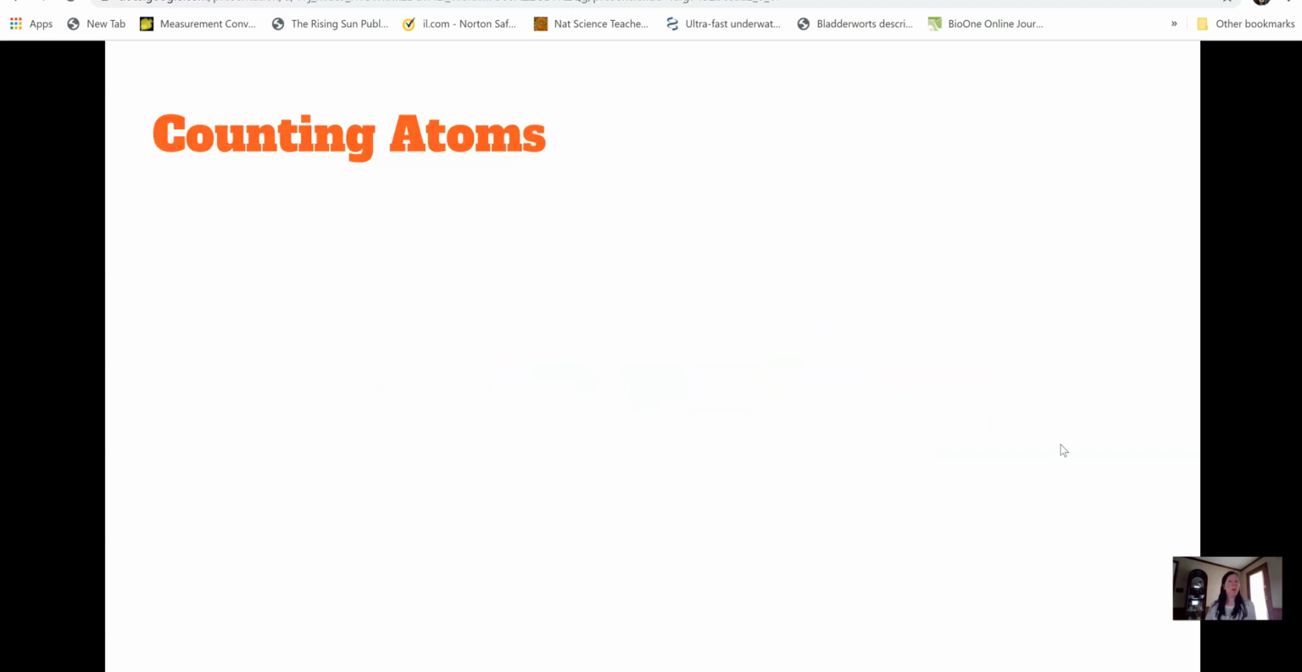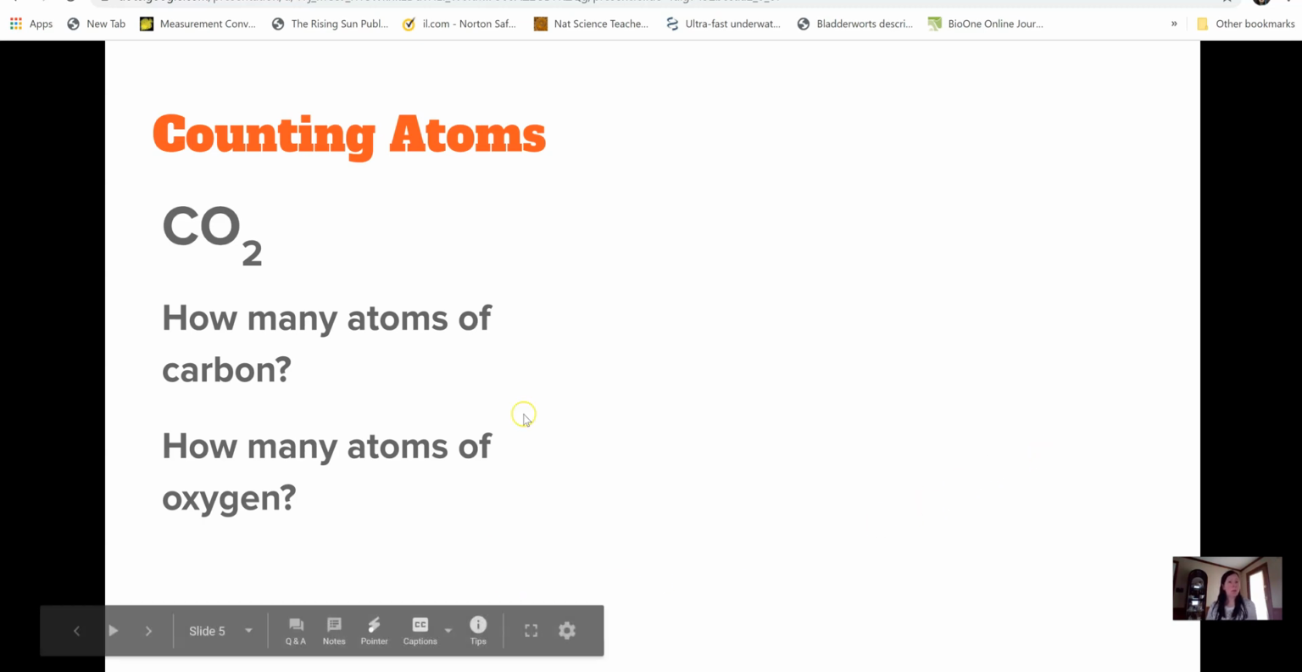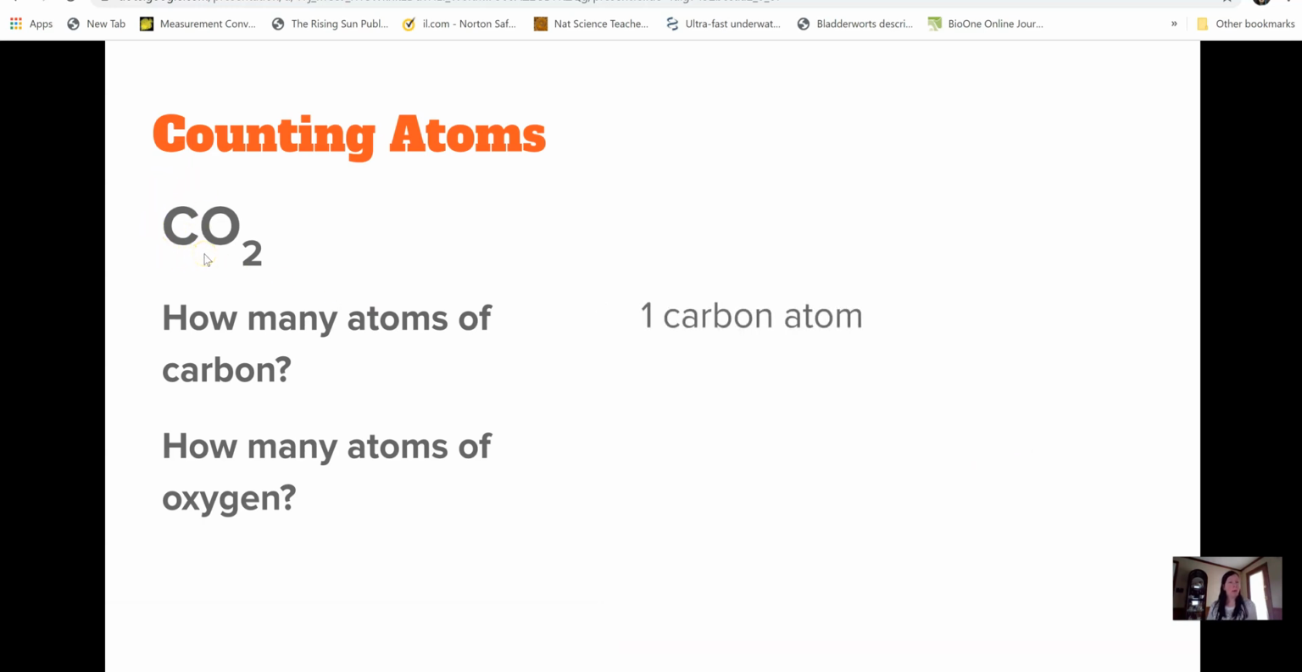Okay, so we're going to practice counting atoms. First, we're going to look at CO2, or carbon dioxide. And when we look at this simple chemical formula, we notice that all that is present is a subscript, the 2. Okay, so that's the only number we're looking at. So when it asks us how many atoms of carbon we have, we see that we've just got 1 carbon, because the 2 does not apply to the carbon. When we get to oxygen, however, we see this 2 subscript, and that means there are 2 oxygen atoms.